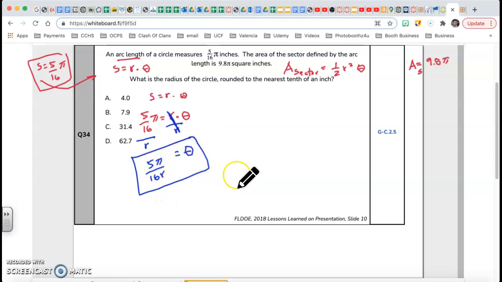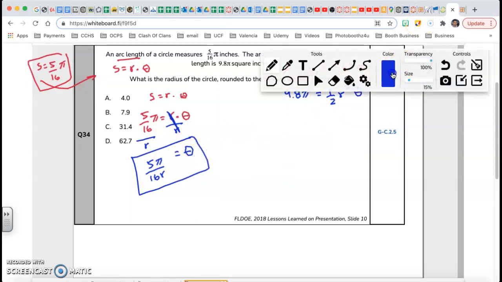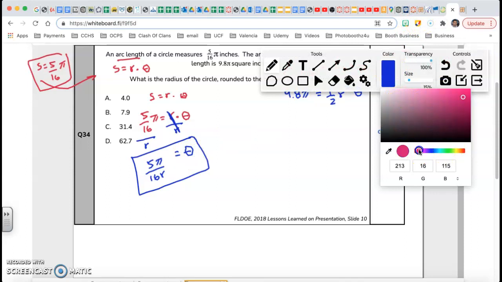Okay, let's go to the other formula. Area of the sector is equal to 1/2 of radius squared times theta. What was the area of the sector? Oh, they told me that it's 9.8. So let me replace it here. Area of the sector is 9.8 pi, right? Inches to the second power. But that's equal to 1/2 of radius squared times theta. Oh, but hold on, I have theta from this side. So let's start plugging in some things. Let's go back to red, I guess.